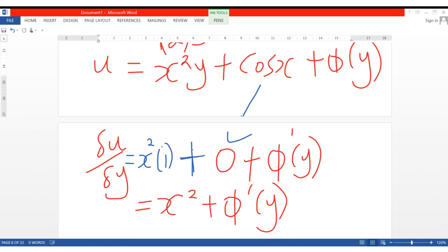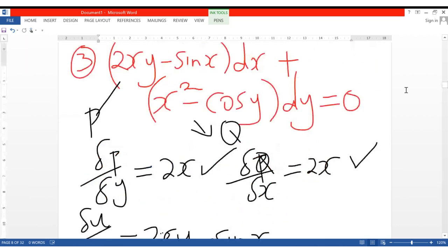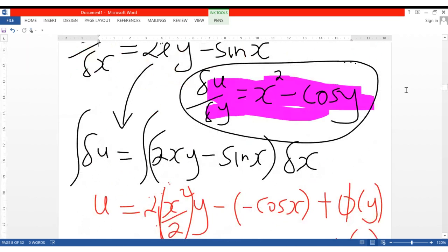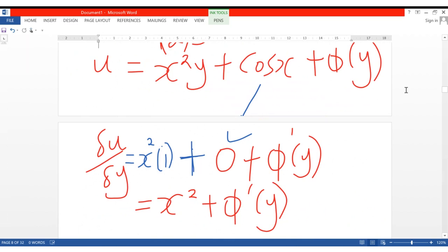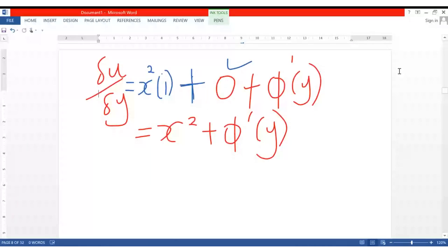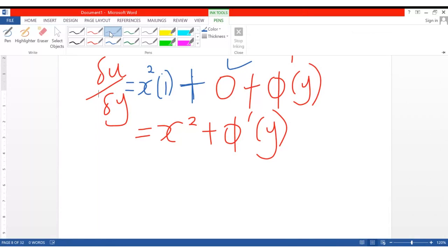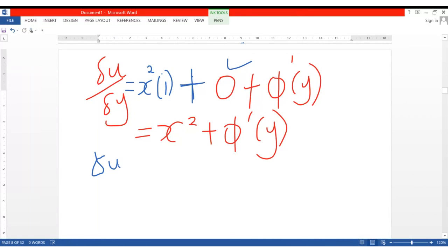The one that I said you hold on to will assist us with something. So let me go up. This one that I've marked in purple, that equation there. Memorize it. Okay, when you have a big paper, you don't need to memorize it. So I write that equation down here. The equation in purple is given by x squared minus cos y.